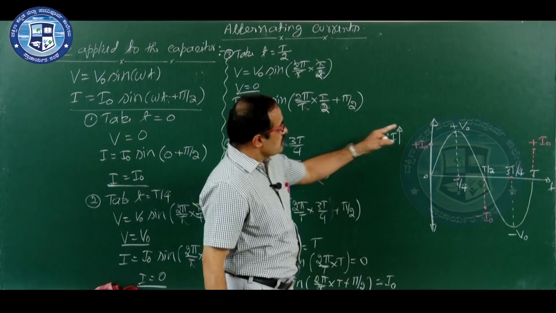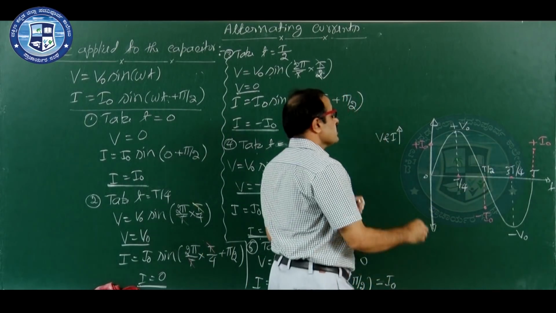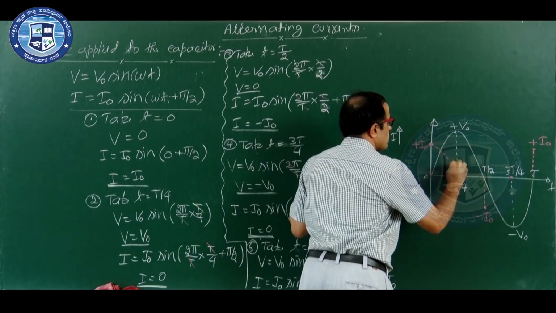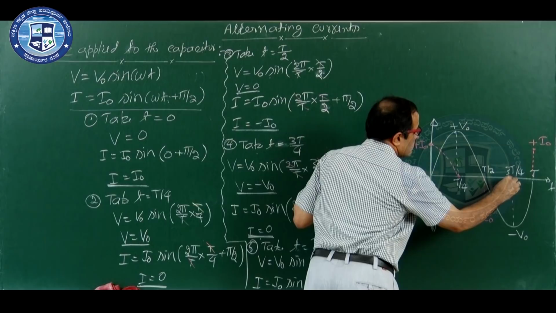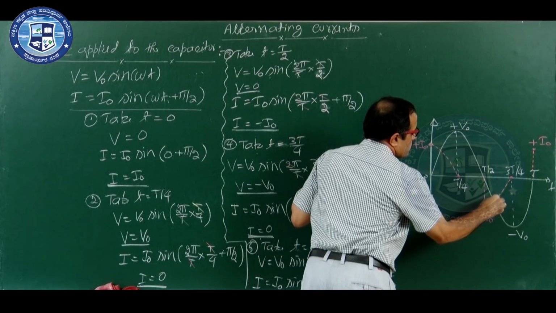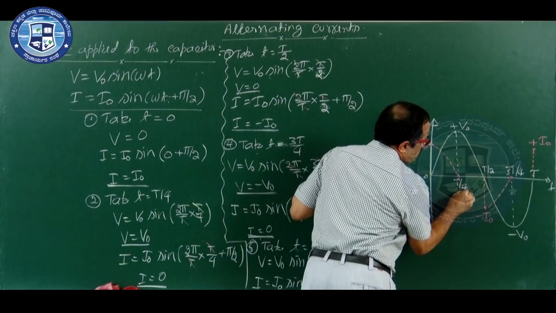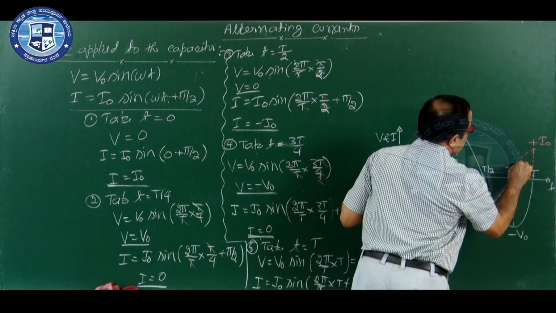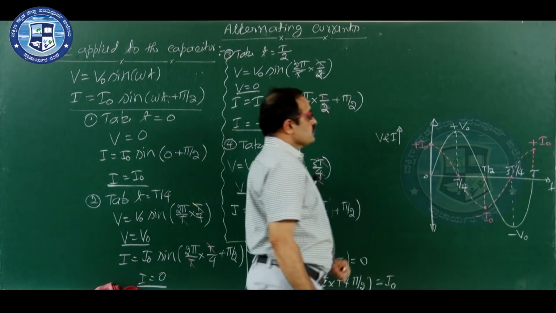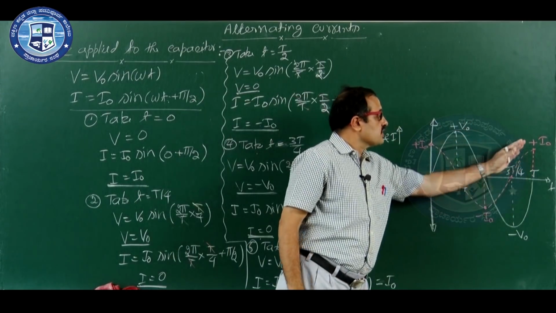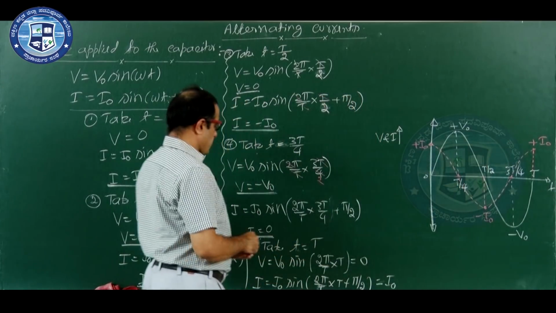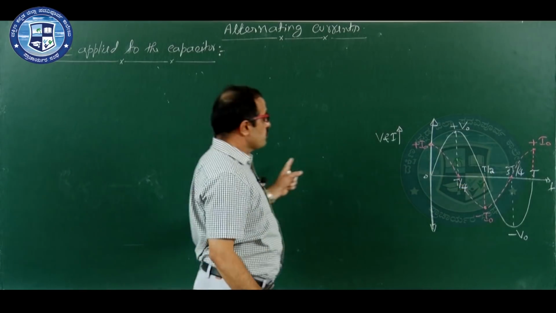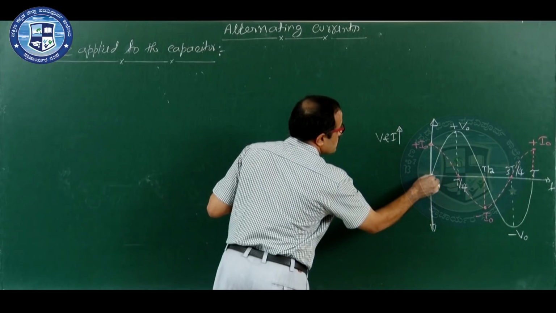Now, we join all these points, that is the graph of current, and the graph for the current is always represented by dotted lines. So, this is the graph of current and it is the graph of voltage. Now, I want to relate this graph with phasor diagram. So, extend this one.